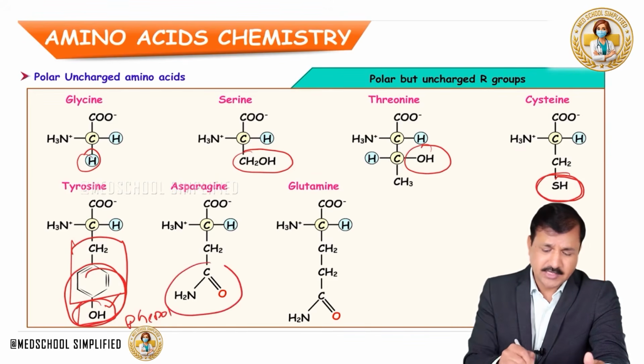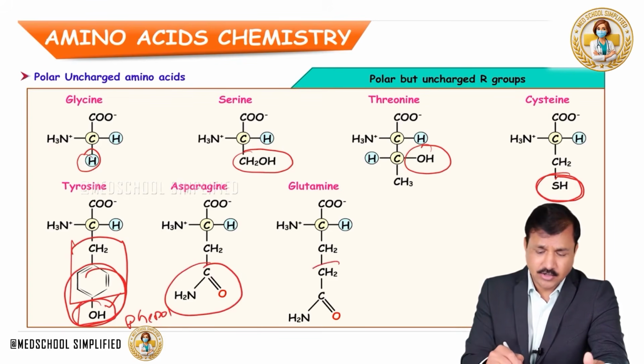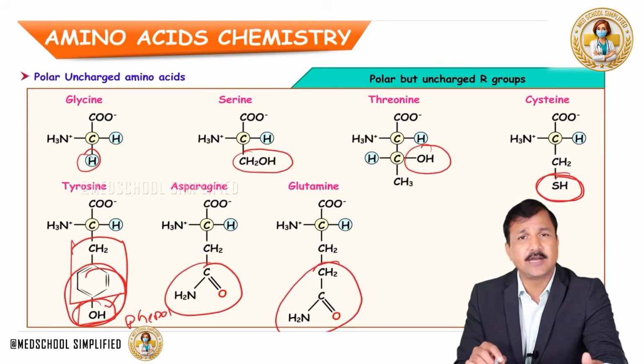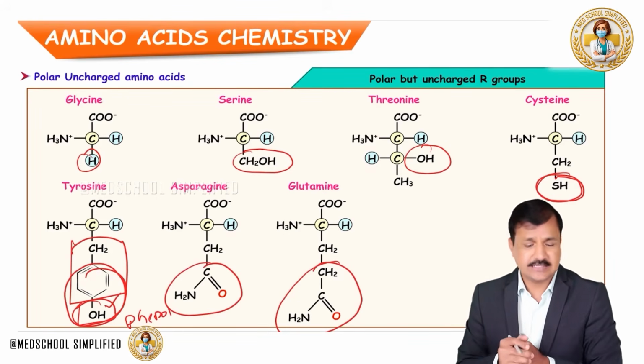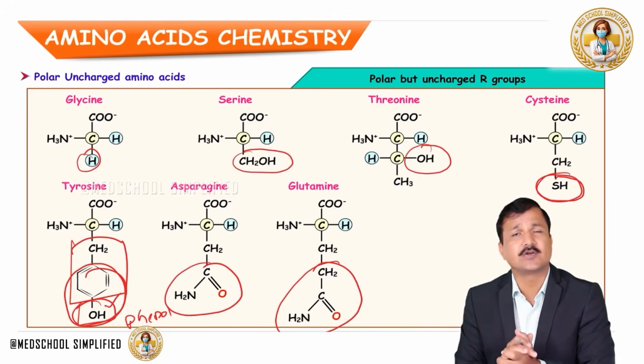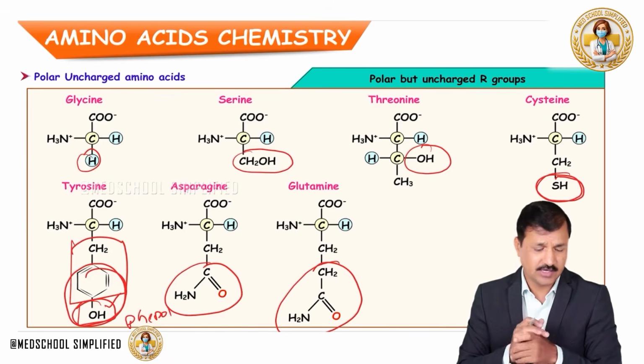Asparagine has a side chain amide nitrogen there, and glutamine also has a side chain amide nitrogen. So like this, we have glycine, serine, threonine, cysteine, tyrosine, asparagine, glutamine. These are all polar but uncharged amino acids under physiological pH.